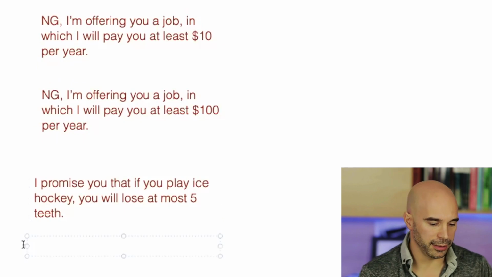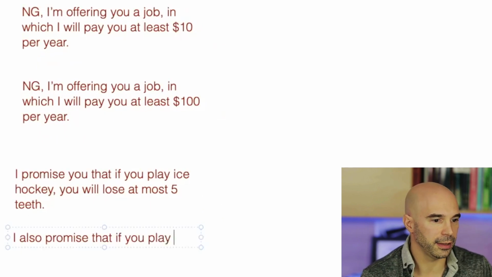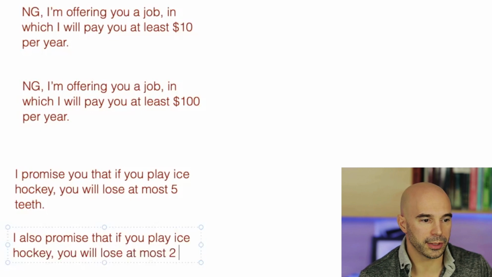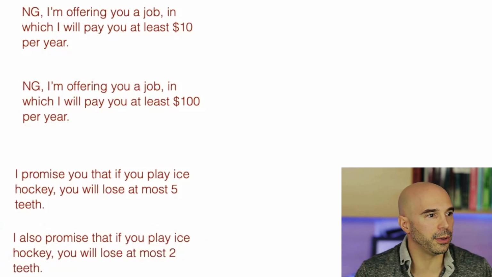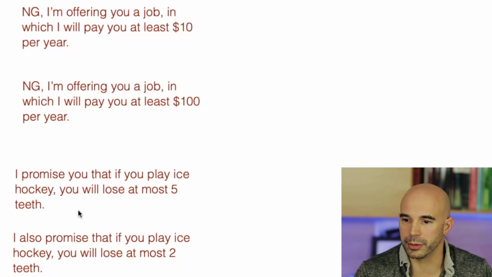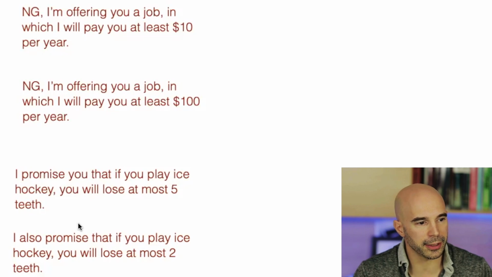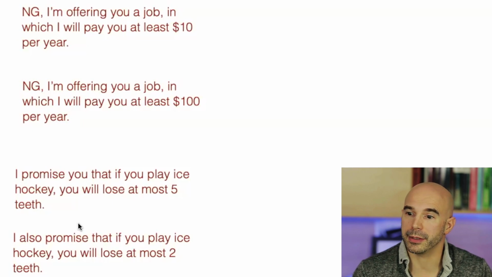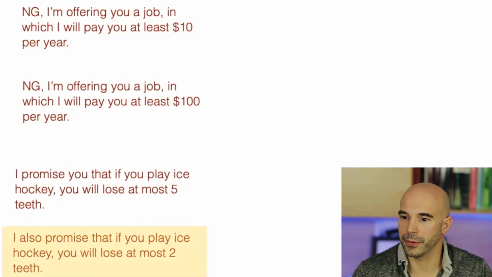Now I'm giving you another promise. If you play ice hockey, you will lose at most 2 teeth. So how is it possible that both of these promises are true and both of these promises will be kept? Is it possible they're both telling the truth? Yes, it's possible. But if you end up losing 4 teeth, well, then one of the promises wasn't kept. So if both promises are to be kept, then this must be true. The only way that both promises will be kept is if this promise is kept. The minute this promise is kept, automatically the other promise is kept as well, but not the other way around.